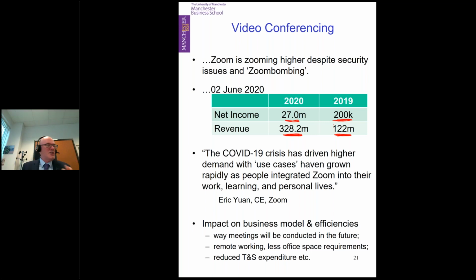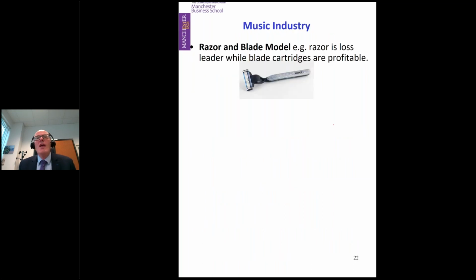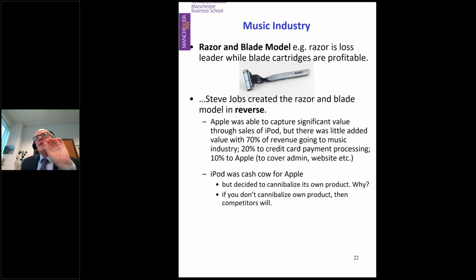See, these are some of the questions now that businesses are beginning to ask themselves in this changed environment where the business model is being tested and greater efficiencies can be achieved, e.g. through video conferencing. Take the music industry. You're very familiar with the razor and blade model, that the razor is the loss leader, but the profit comes from the sale of the actual blades, the same as the printer and print cartridge. You can buy a printer relatively cheap, but then when you go to buy the ink cartridges, they are much dearer. Okay, but interestingly, in Apple, Steve Jobs actually used that razor and blade model in reverse.